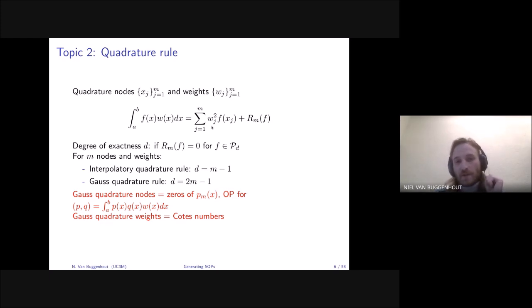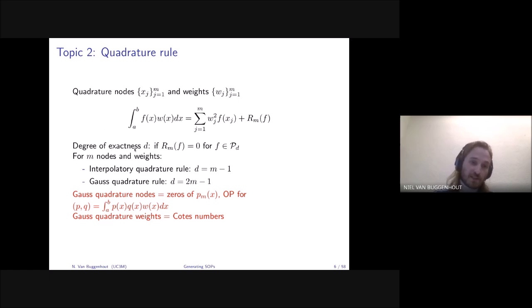So this is just notation, this square. And again, it will be an easier notation as we move forward to the matrix problem. And then the second part on the right-hand side is Rm. So this is the remainder depending on the amount of quadrature nodes that we use, so m, and depending on the function that we plug into this integral on the left-hand side.